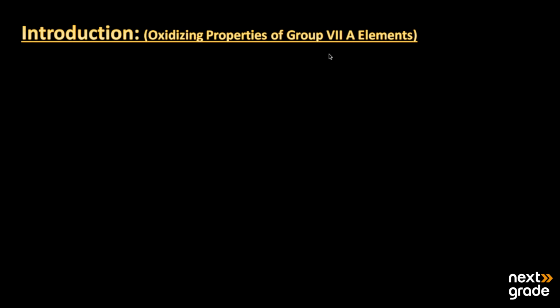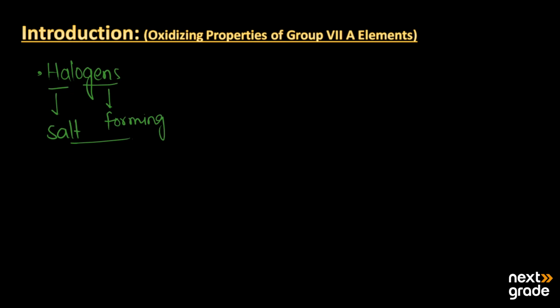So, the topic we are going to discuss is the oxidizing properties of the group 7A elements. Basically, the group 7A elements are called halogens. The word halo means salt, and the word gens means forming. So, they are basically called the salt-forming elements.